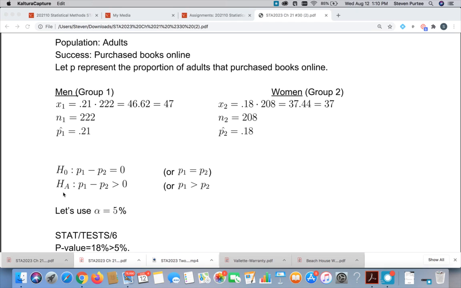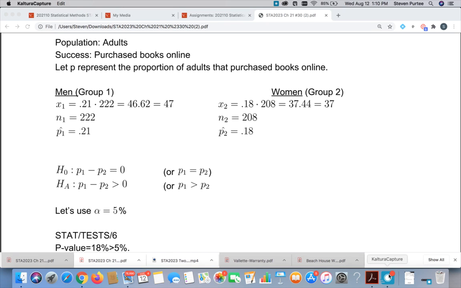Our alternative is that difference is positive. P1 is bigger than P2. The sample suggests men buy books online at a higher rate than women. Again, as long as we always choose our group 1 and group 2 properly, this is what we'll always get, as long as it's not a two-sided. We're going to use an alpha level of 5%.